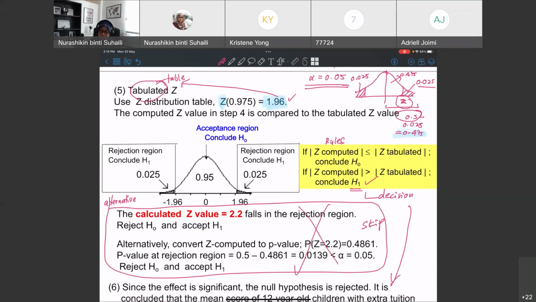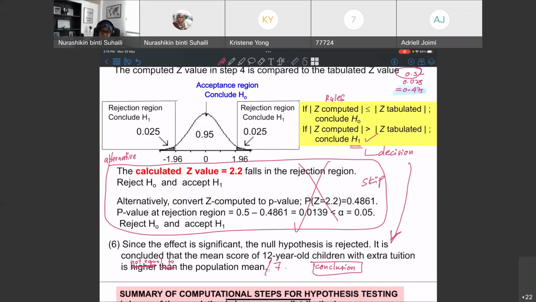Okay. So once you have compared the Z computed and Z tabulated, you can go straight to the conclusion. Since you accept the alternative, go back to the alternative hypothesis that you defined in the first step. You have to state it specifically. If you just conclude "accept alternative hypothesis" and that's the end of your answer, you would lose marks here, because for the conclusion, normally the mark is 2.